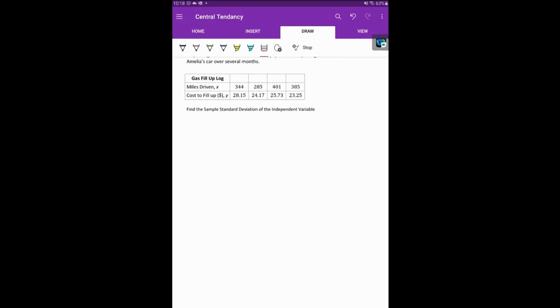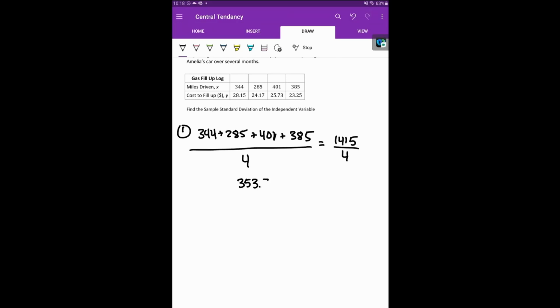The first part, we've got to find the mean. That means we've got to figure out 344 plus 285 plus 401 plus 385 divided by 4. When we add up all the numbers, we get 1,415 on the top and then divided by 4. When we divide that out, we get 353.75. That would be our sample mean. In this formula, our sample mean is noted by X bar.